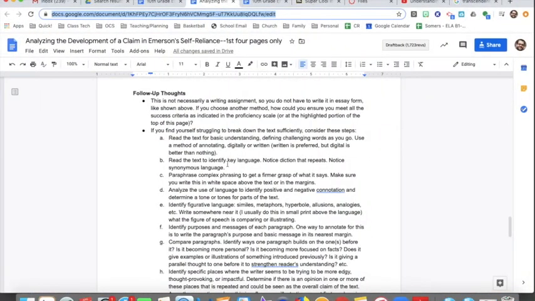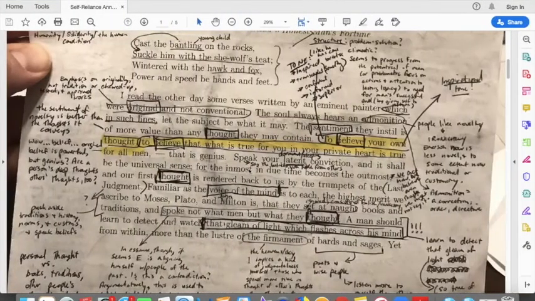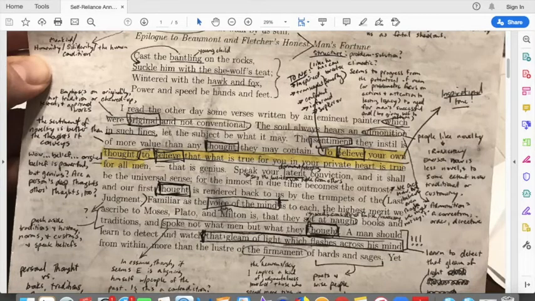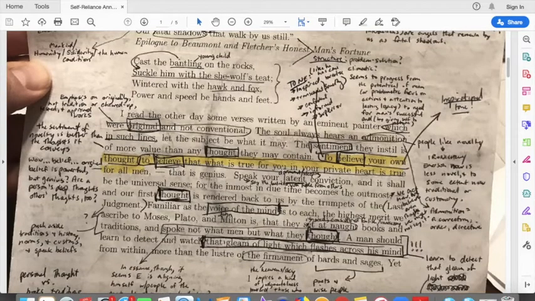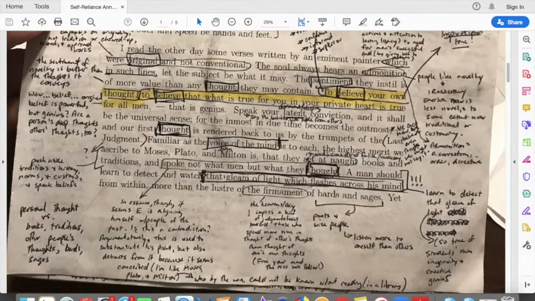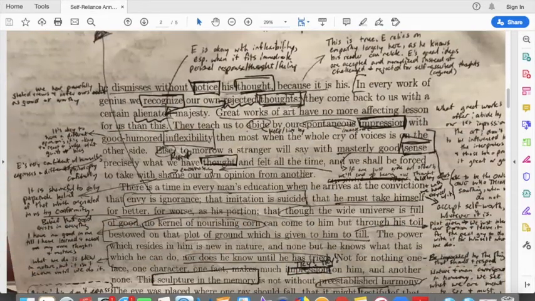So we're going to read the text to identify key language. Notice the diction that repeats. In this context, I just began to see recurring words throughout. And so I noticed the word thought is there a lot. Thought, 1, 2, 3, at least on the first page. And then on the second page, 1, 2, 3 more times. So thought is important. Now, you also have the word impression.